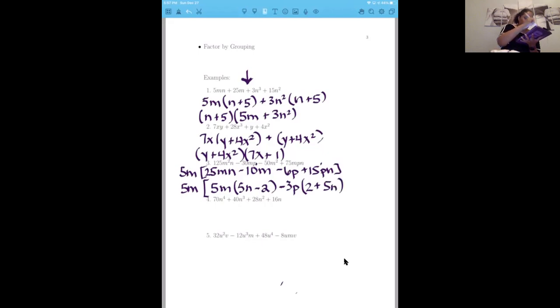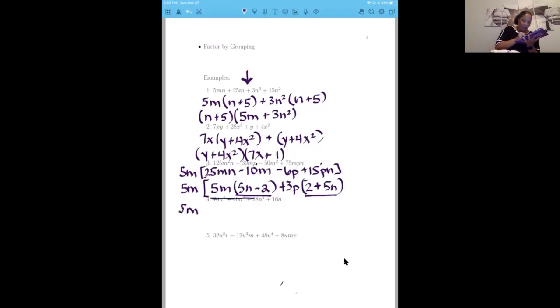Oh, I forgot I factored out a negative sign. So a negative 2 minus 5n. All right, now those aren't exactly the same as 5n minus 2. So what I'm going to do is pull out a negative sign. So let's change this sign, and that sign. So now what I have is a 5n minus 2.